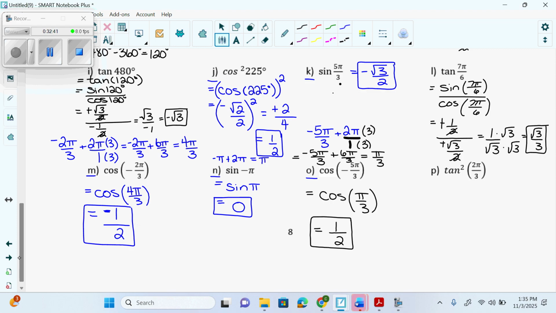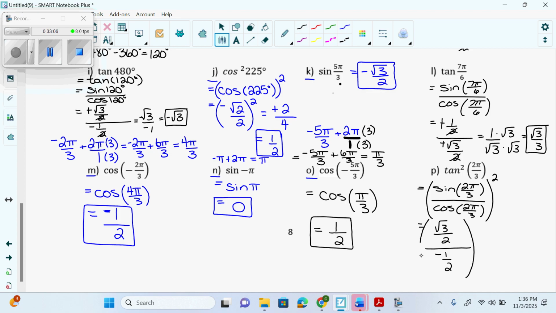So this one I'm going to have to do sine 2 pi over 3 divided by cos of 2 pi over 3, all squared. Sine of 2 pi over 3 is root 3 over 2, right? Yes. Cos is negative 1/2. Squared, cancel, cancel. I get negative root 3 squared, which is 3.